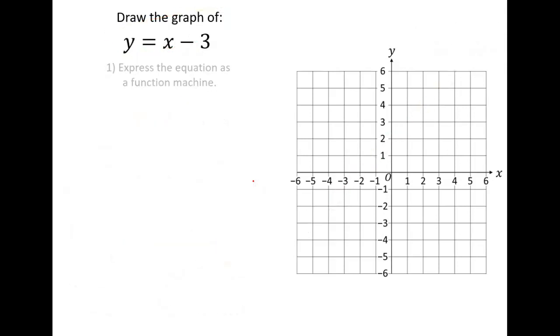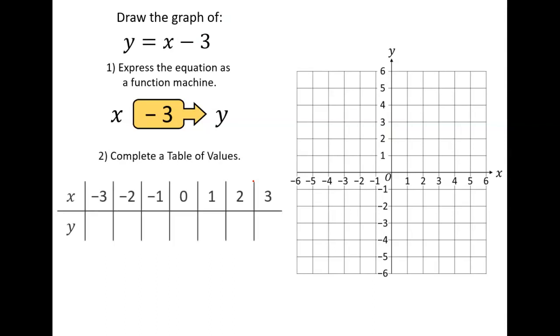So now we're going to draw the graph of y equals x minus 3. So we're going to express it as a function machine. So anything we pick for x, we're just going to subtract 3 from it, and it becomes y. So we'll start with our table of values. We're going to pick the same one. I'm fine if you just do -2, -1, 0, 1, and 2. You don't have to do all of these, but again, it's just for practice.